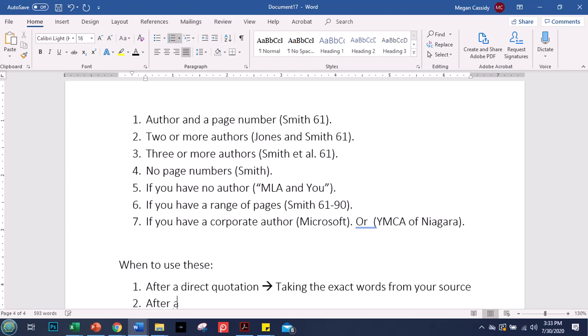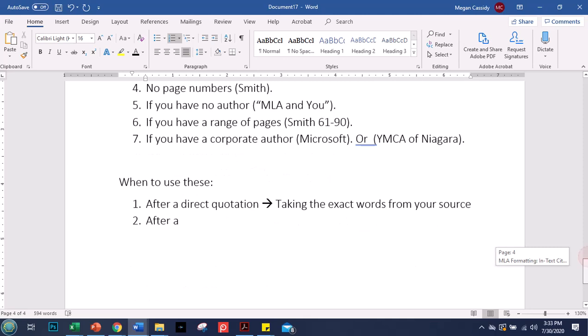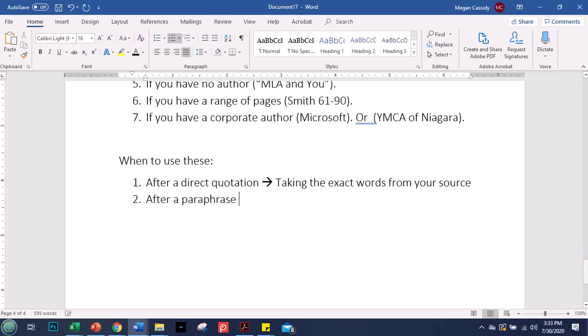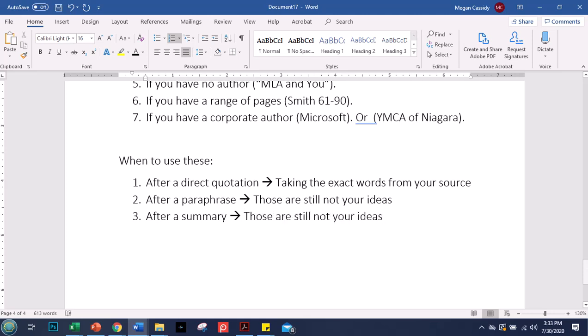You also need them after a paraphrase because those are still not your words. Or I'm sorry, those are your words but not your ideas. Same thing with a summary. Now, you can do a summary in a couple different ways. You can have it at the end of the paragraph. I typically like to put it a couple times in the paragraph to show the whole thing is not from me. So those are still not your ideas.